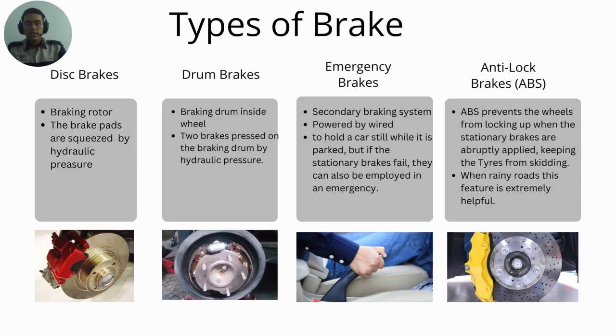Okay, after that is the types of brake. We have four types of brake. First the disc brakes, and then drum brakes, and then emergency brakes, and then the anti-lock brakes, or called as the ABS. The disc brake is made up of a braking rotor that is physically affixed to the wheel. The brake pads on either side of the rotor are squeezed by hydraulic pressure from the master cylinder acting on the caliper, which is located slightly outside the rotor and holds the brake pads.